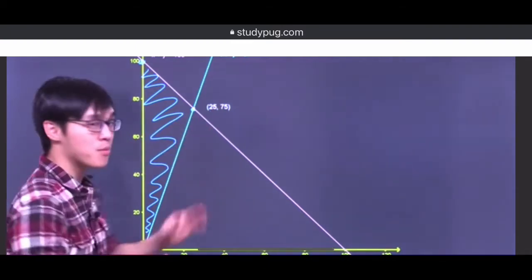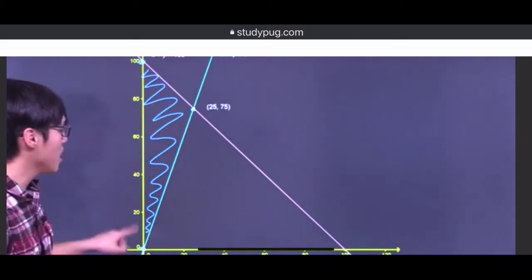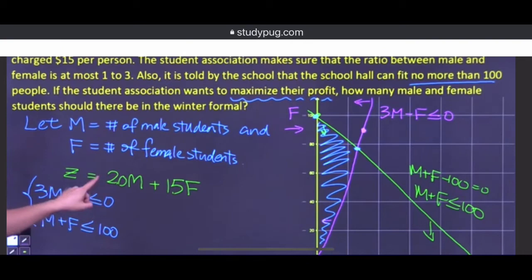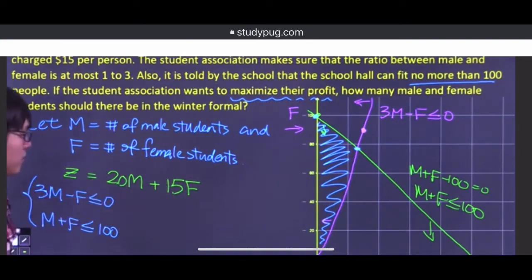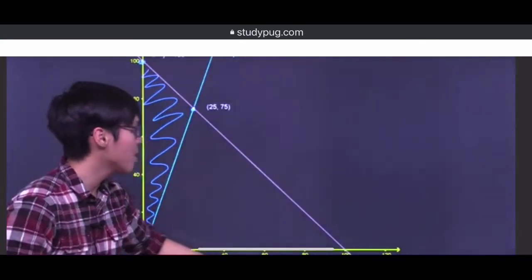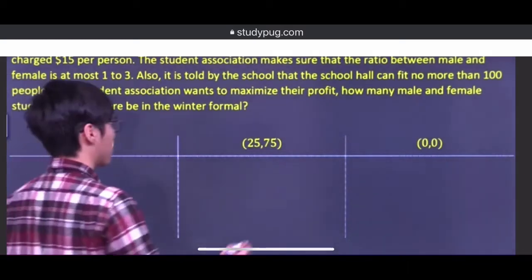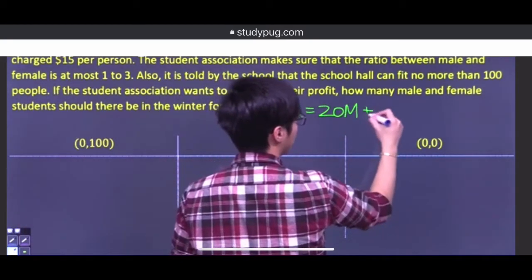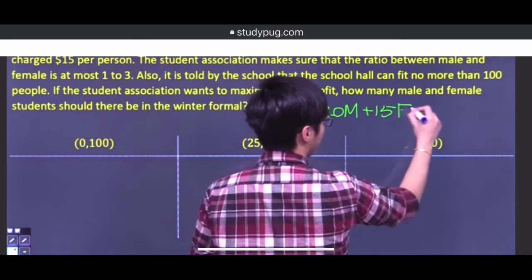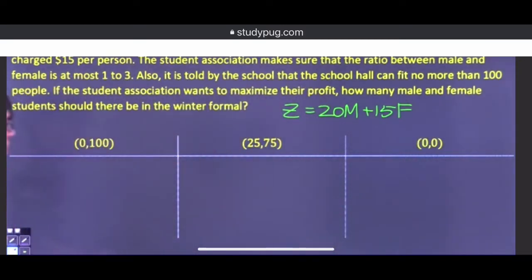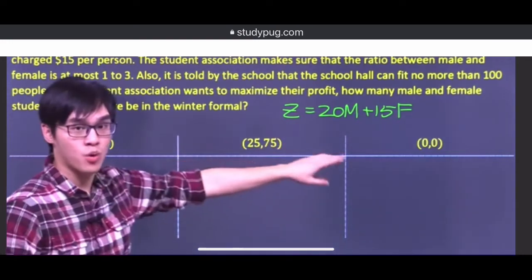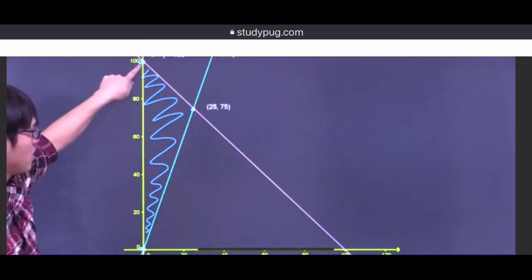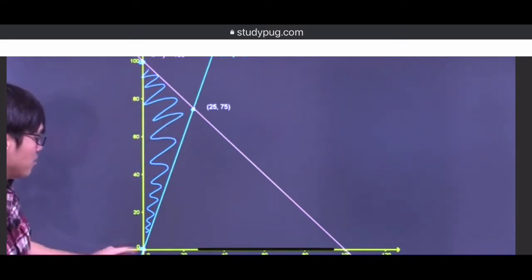Okay? So remember, once we have located these corners, we just plug back into our original function, which in this case is 20m plus 15f. So before we forget, z is equal to 20m plus 15f. Alright? So now, these are the 3 coordinates we've written down from the graph. Okay? 0, 100, 25, 75, and 0, 0.